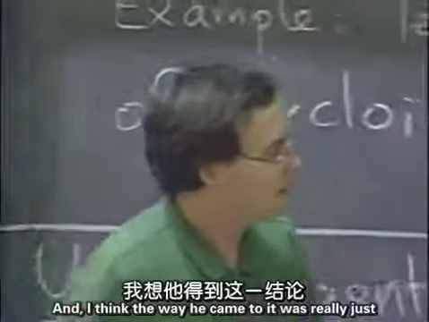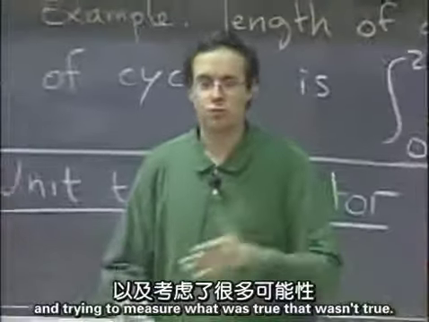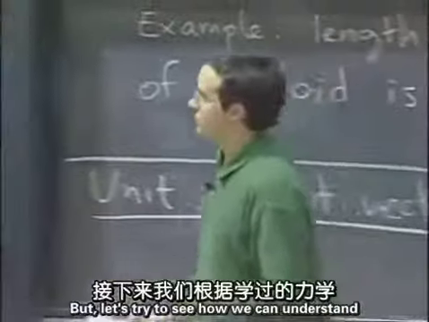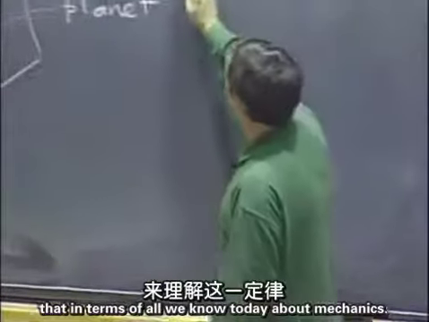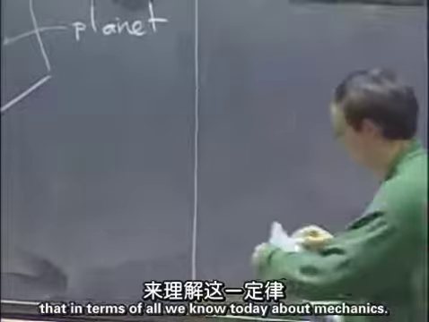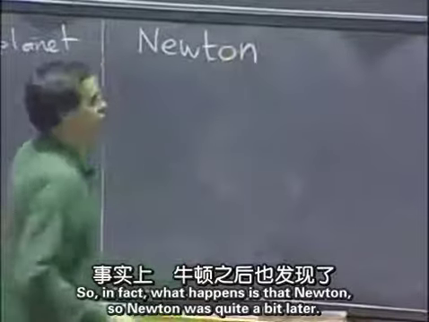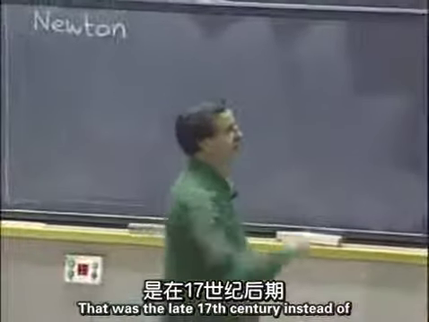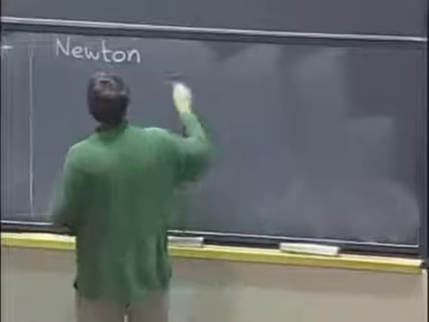And I think the way he came to it was really just by using a lot of observations and trying to measure what was true, what wasn't true. But let's try to see how we can understand that in terms of what we know today about mechanics. So, in fact, Newton was quite a bit later. I mean, that was the late 17th century instead of the beginning of the 17th century.